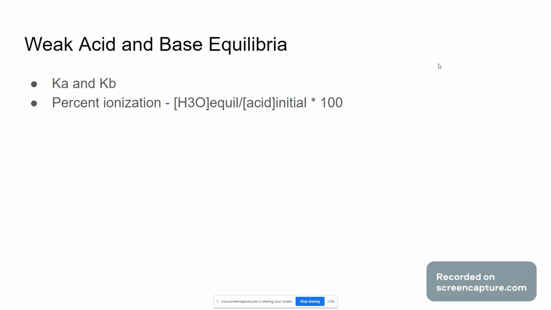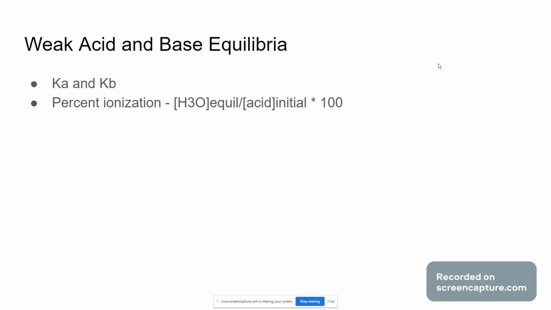So Ka and Kb are known as the acid and base dissociation constants. It's the products over the reactants, like every other K value. Again, it excludes water, because weak acids and bases do not dissociate completely. We have to use Ka or Kb values to find the concentration and the pH.